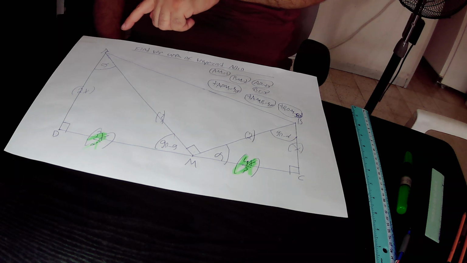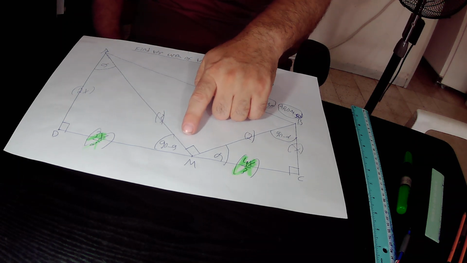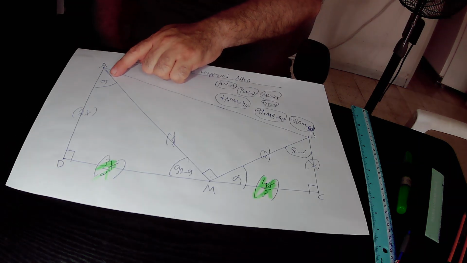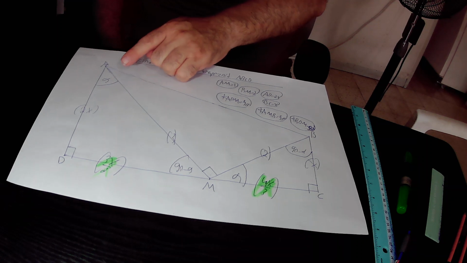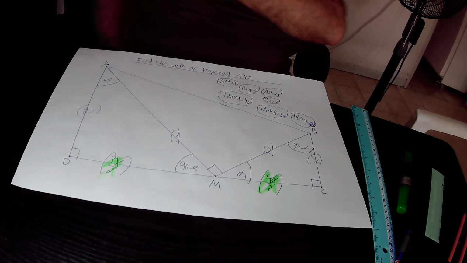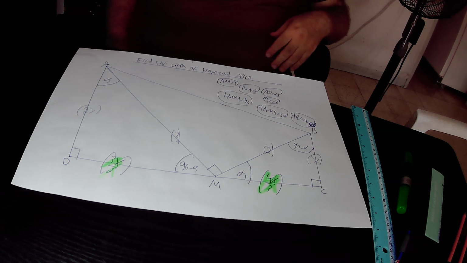In the big right triangle ADM, this angle equals 90 degrees minus alpha, this angle equals 90 degrees, therefore this first missing angle must be equal to alpha. Check: alpha plus 90 degrees minus alpha is 90 degrees, and 90 degrees plus 90 degrees is equal to 180 degrees. That is the sum of the angles in a triangle.